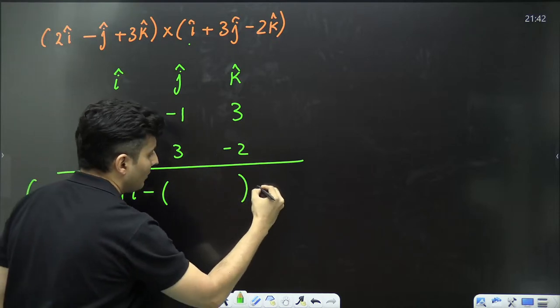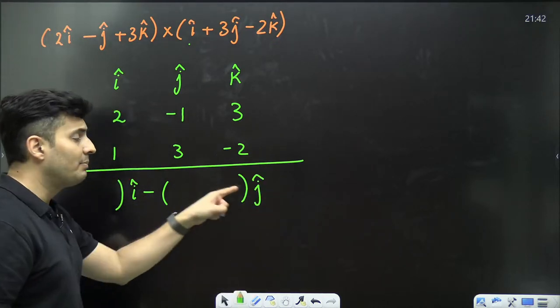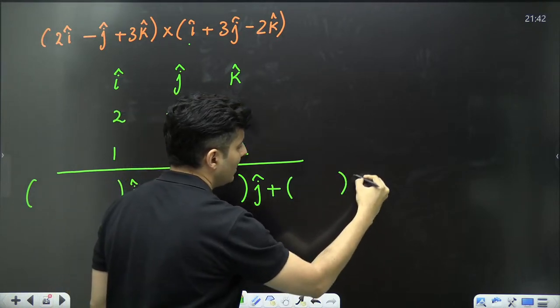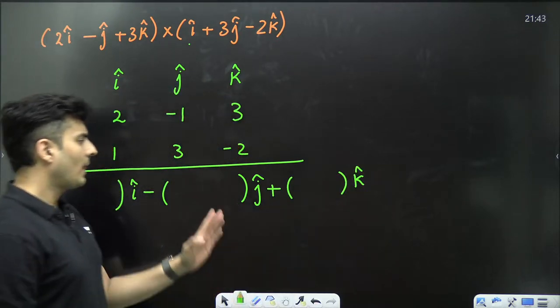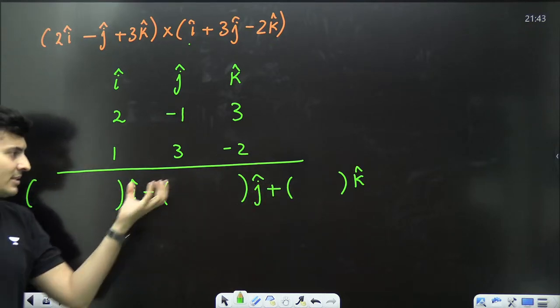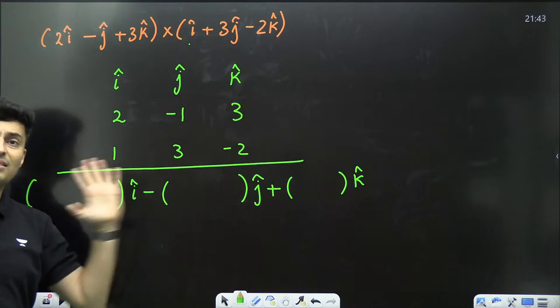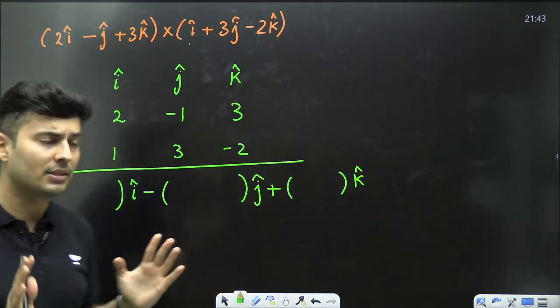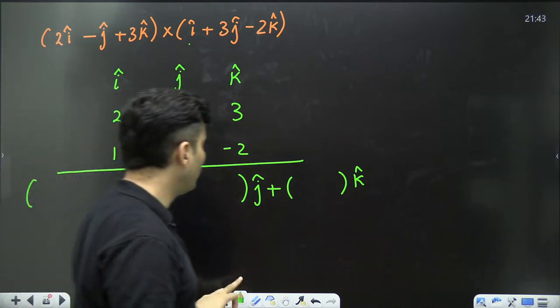And then put J cap, and lastly put a plus sign, put brackets, and then put K cap. Everybody fine till this point? Plus, minus, plus, always this order. That is the trick, that is the process. Follow this, all right? Now what will you do?